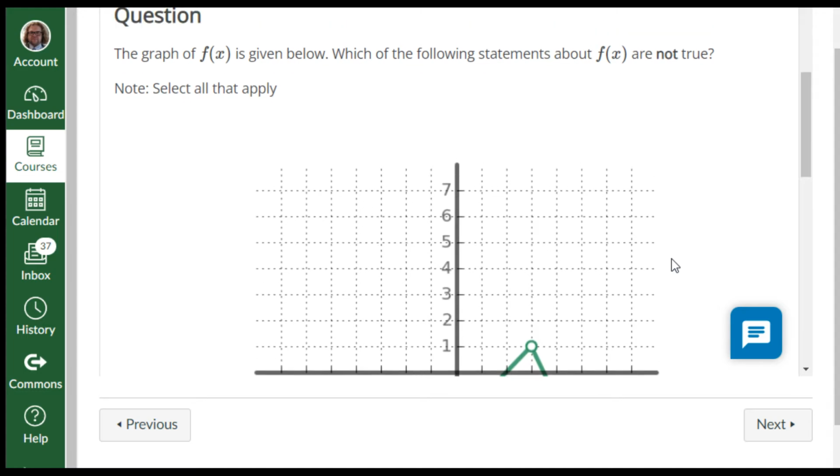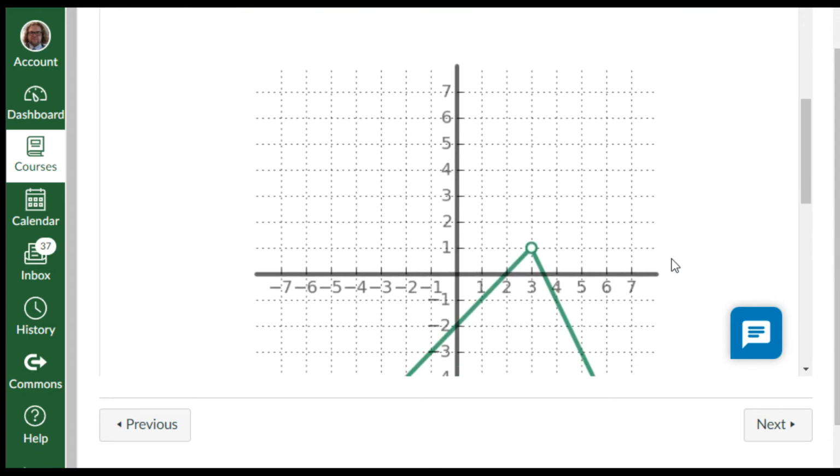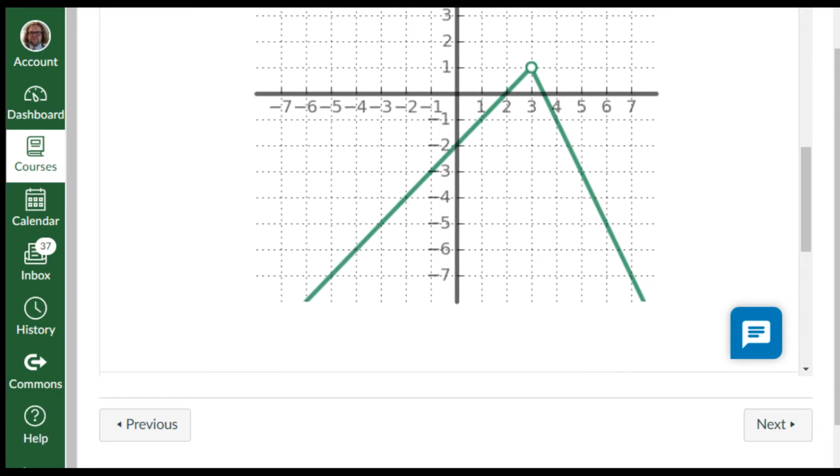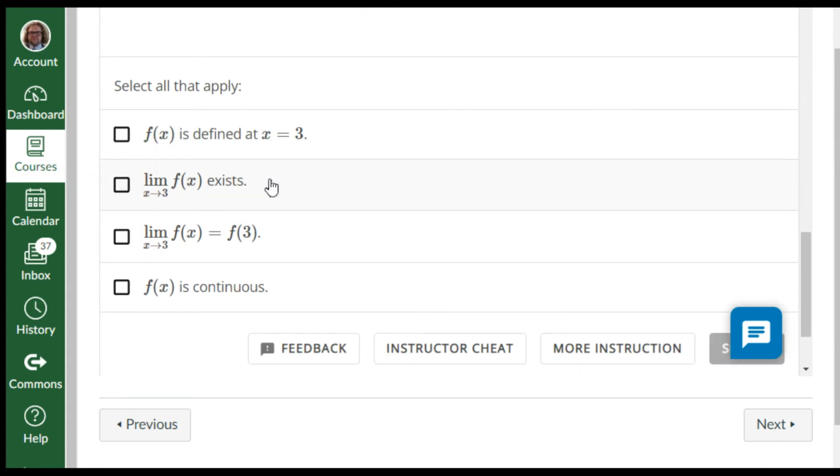Given the graph of f below, which of the following statements are not true? All right, that hole is not filled in, so this function is not continuous. F of 3 does not exist. The limit exists. So which ones are not true? It's not defined at 3. If it's not defined at 3, then the limit, which does exist, cannot be f of 3. Consequently, it cannot be continuous.